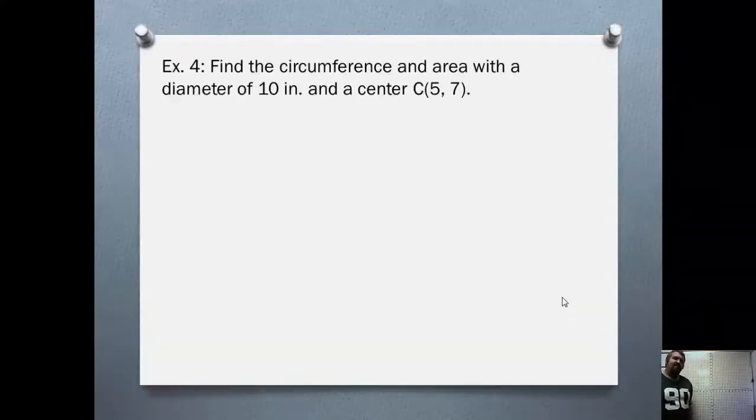Example 4 says find the circumference and area with a diameter of 10 inches and a center C 5, 7. I messed up here. It should have said find the circumference and area of a circle with a diameter. However, the word circumference gave it away that it is a circle. Only with a circle can we use the word circumference. So when I look at this, I'm just going to draw a center, 5, 7.